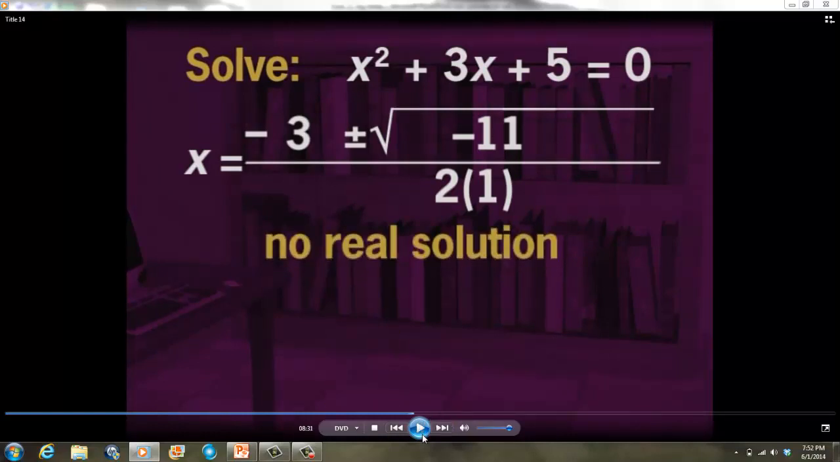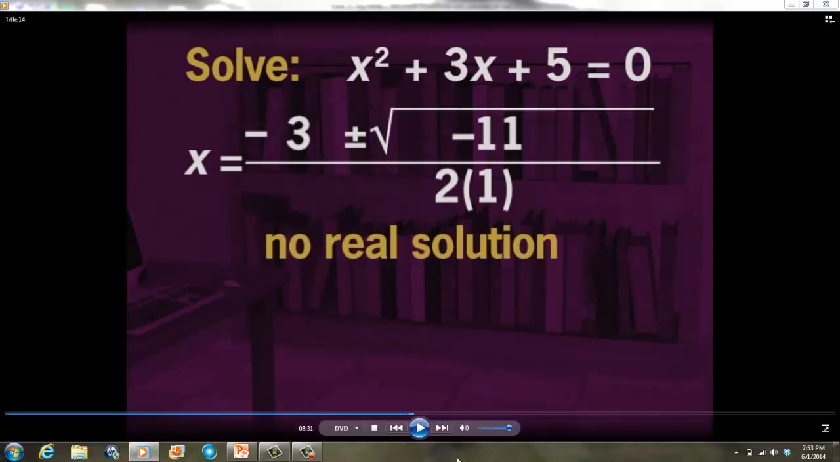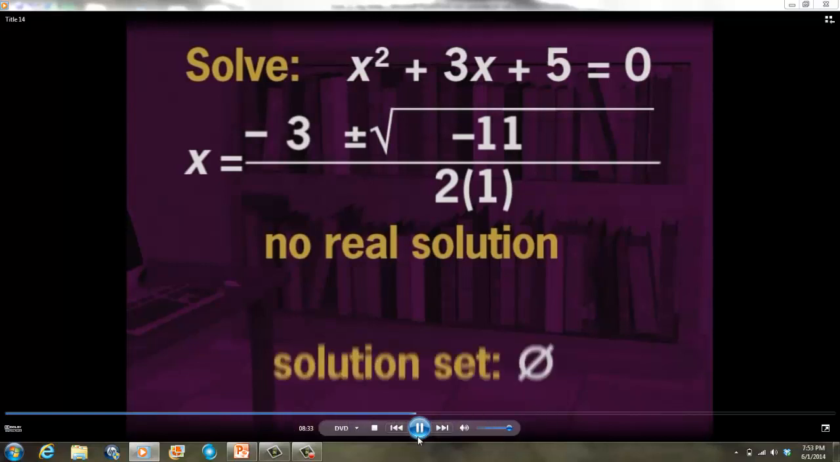If we had taken a moment to use the discriminant before using the entire quadratic formula, we would have realized ahead of time that this quadratic function has no real solutions because the radicand, or b squared minus 4ac, comes out to be a negative number. So we could have saved ourselves a little time and realized that this equation would have no real solution. In this case, the solution set is the empty set.